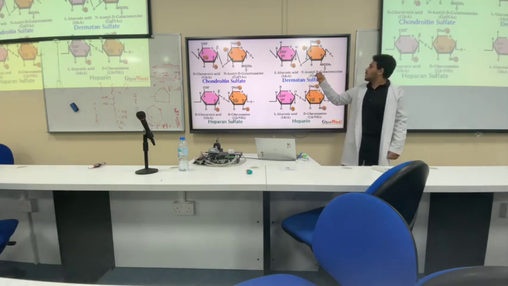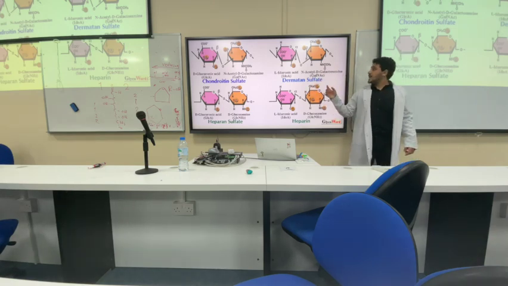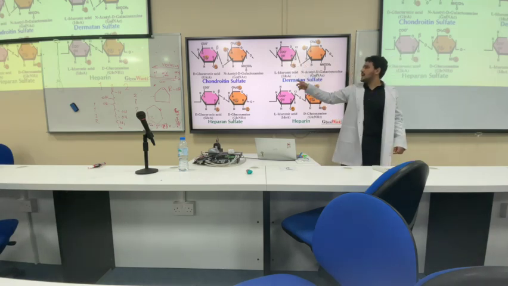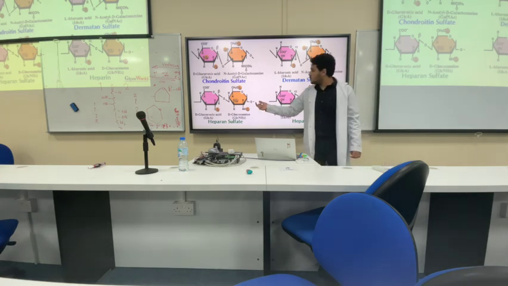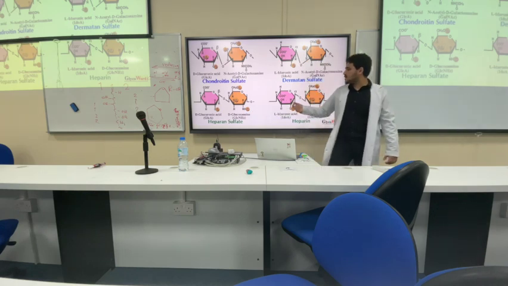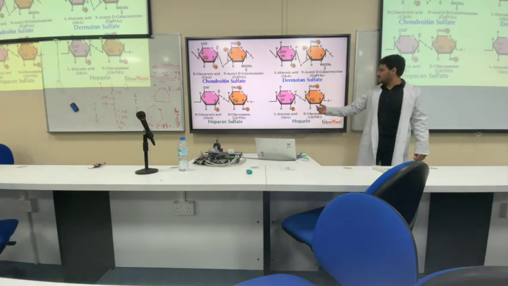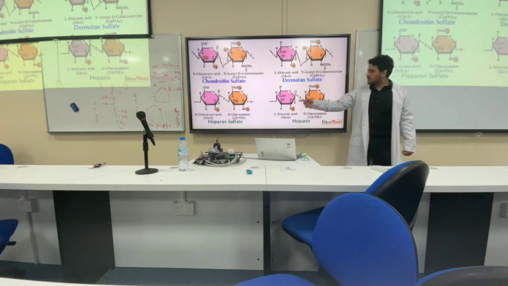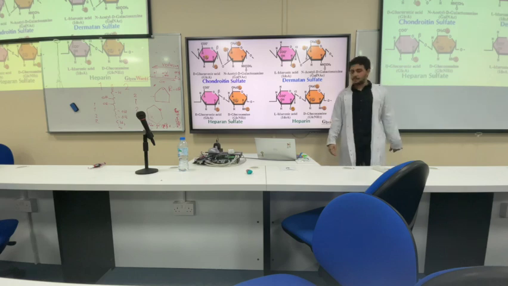L-iduronic acid with N-acetyl D-galactosamine, which gives dermatan sulfate. Now it's important to remember this molecule, the L-iduronic acid, all right? And then we have the D-glucuronic acid with the D-glucosamine. And then we have, again, the L-iduronic acid, but this time with D-glucosamine. So one gives heparan sulfate, the other gives the heparin that we usually use in our skin and our bodies.